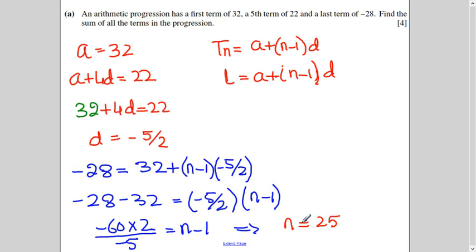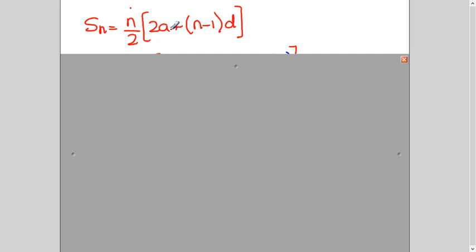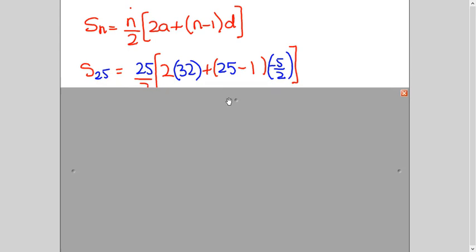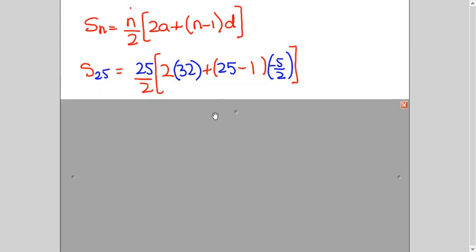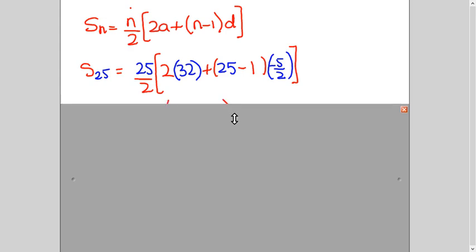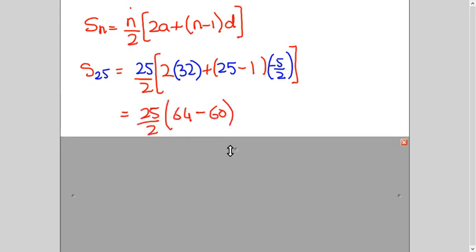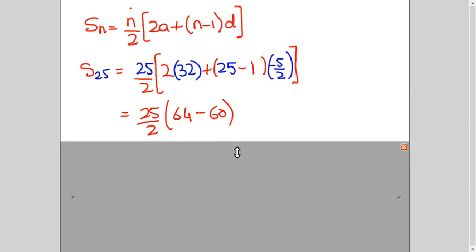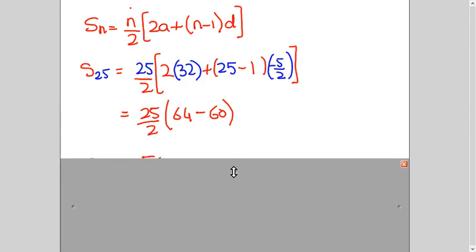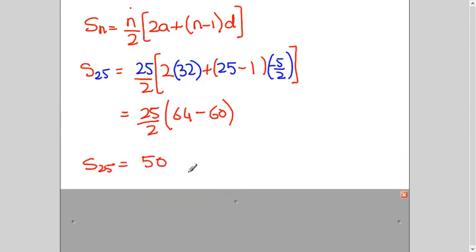I hope this is clear. So now we have to find the sum of all the terms. We have all the information, so we will simply apply the formula, which is this. We know n, a, d, and you will get the sum of 25 terms here. I'm showing you slowly. I've used a different color to make it more prominent. I hope it will help you to understand better. And simple calculation, and I got the sum is 50, right?